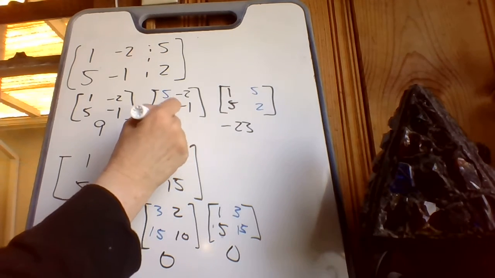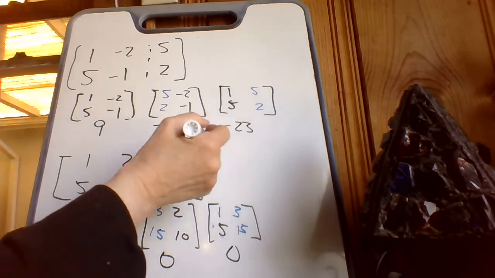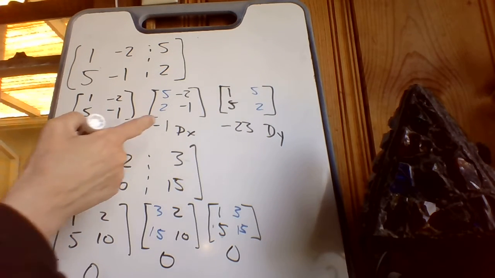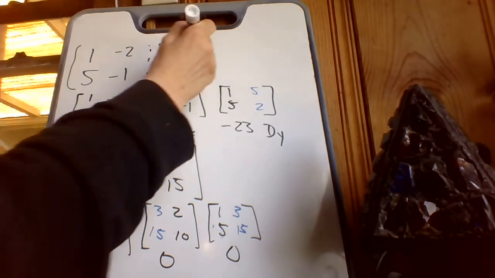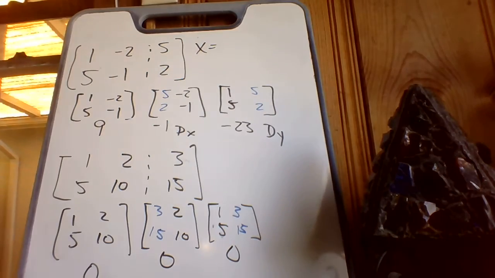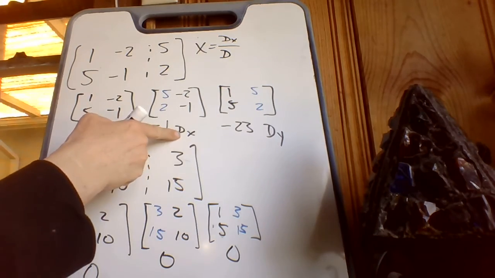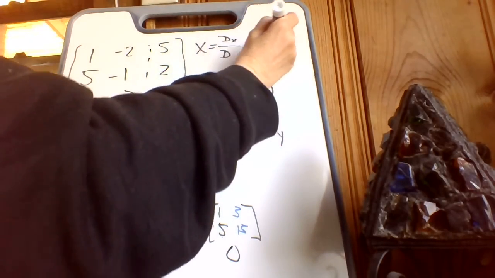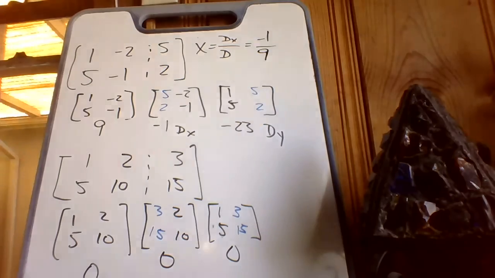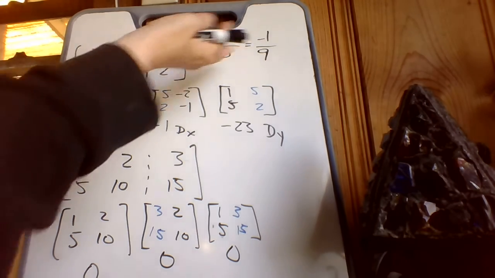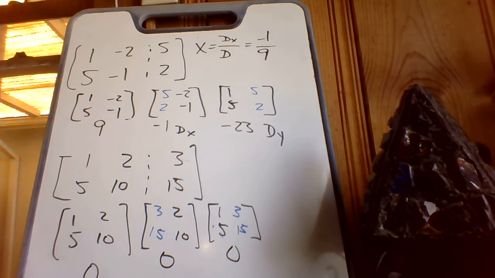So this one counts as dx because it's the one where I replaced the x column, and this one counts as dy because it happened when I replaced the y column. Now the answer is x equals dx over my original d. dx was negative 1 and my original d was 9, so negative 1/9. My calculator said negative 0.111, which is the same thing as negative 1/9. I managed to do that without any fractions whatsoever. The first fraction I saw was just writing down the answer.